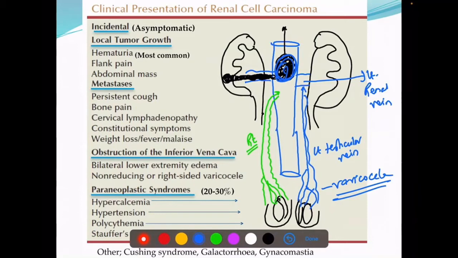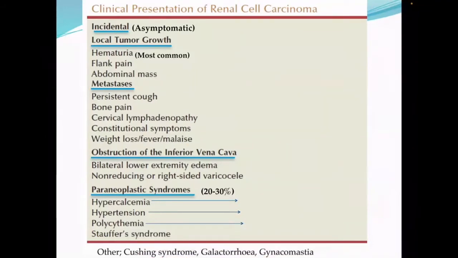Well, how would you do that? You can do at least an ultrasonogram of the abdomen. If not, then you can go for a CT scan. And obviously try to ask the other questions, like try to identify hematuria or not. Okay, this is important. So obstruction of the inferior vena cava is seen clinically as bilateral limb edema and non-reducing varicocele.